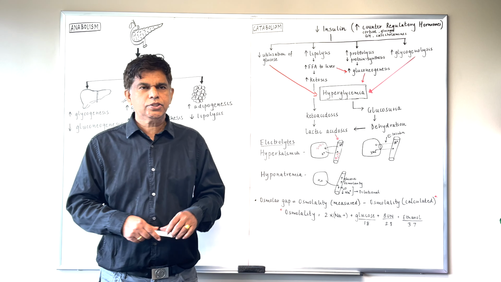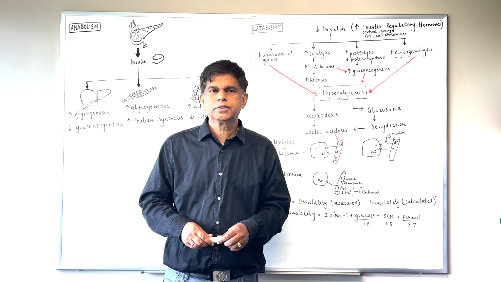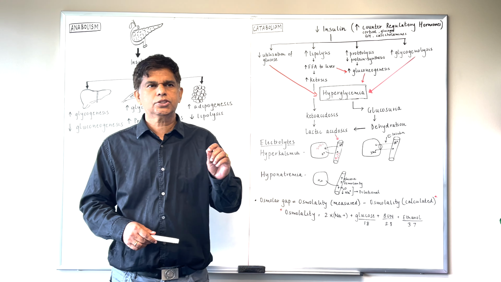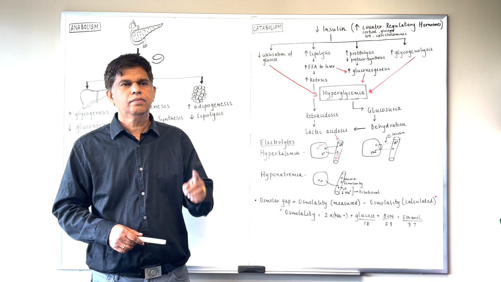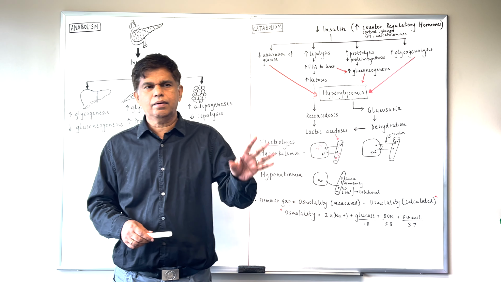pH. What's the magic number for the pH? 7.25. Acidotic, right? pH is less than 7.25. What is the other thing? Bicarbonate. What is the magic number for that? Less than 15. So there are 3 numbers you have to know.